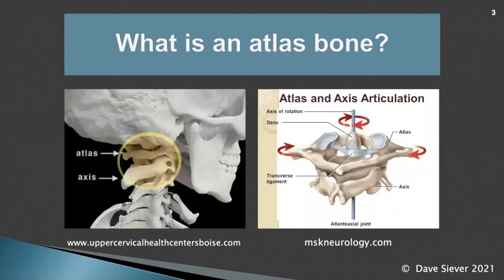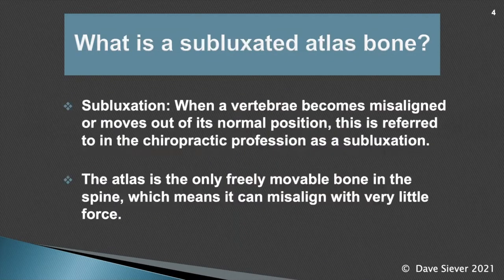Here's a picture of the atlas bone and the axis, as we see right here at the base of the skull. And on the right-hand picture, we can see how that seats on the skull and how it affects rotational movements and so on. So now, what is the subluxated atlas bone? Well, subluxation refers to when a vertebrae becomes misaligned or moves out of its normal position. This is referred to in the chiropractic profession as a subluxation. The atlas is the only freely movable bone in the spine, which means it can misalign with very little force.